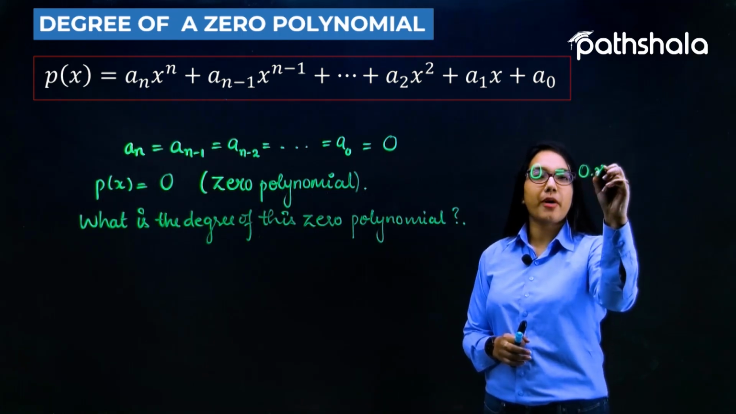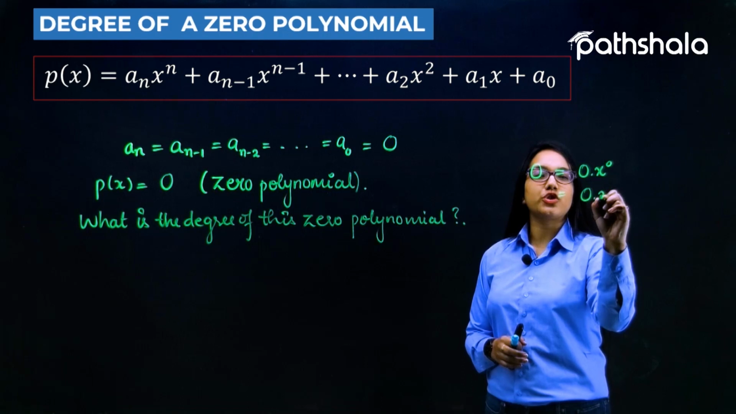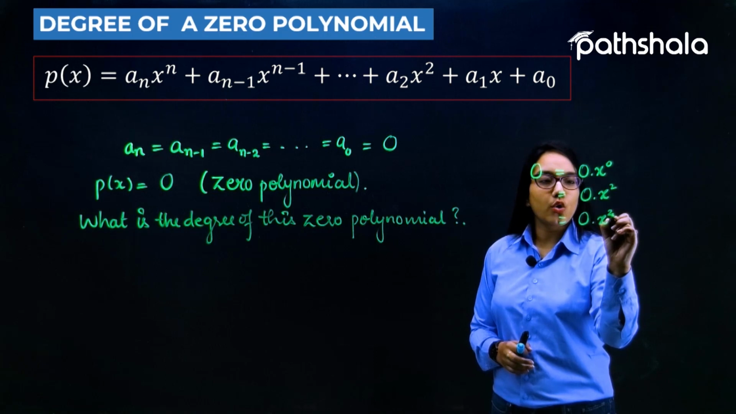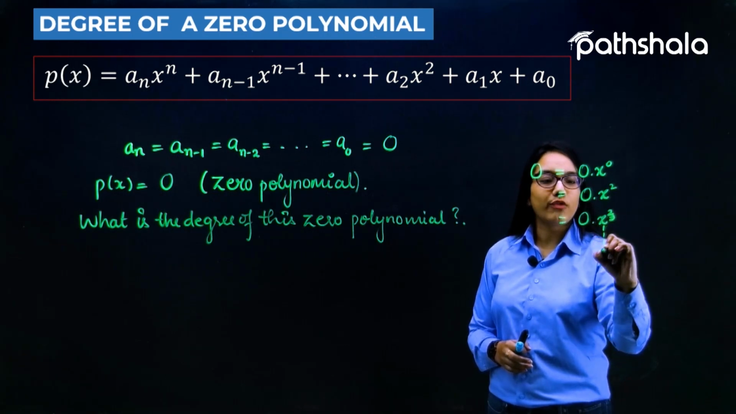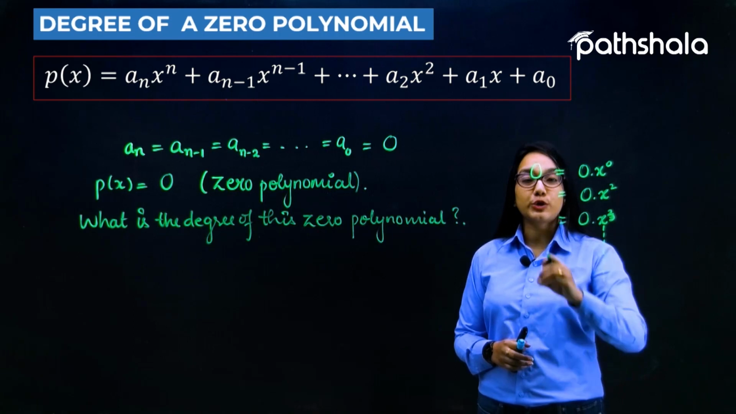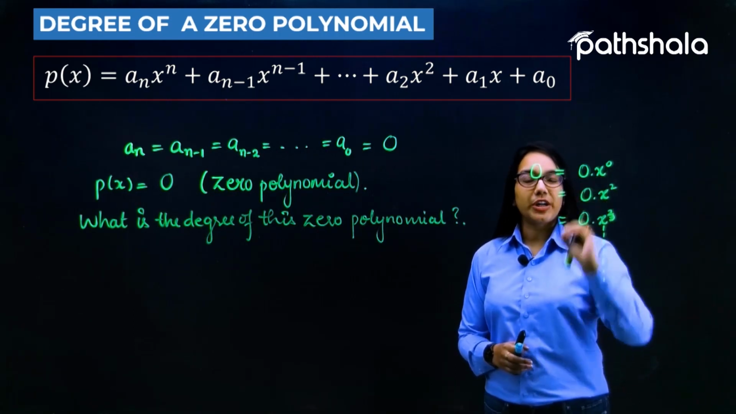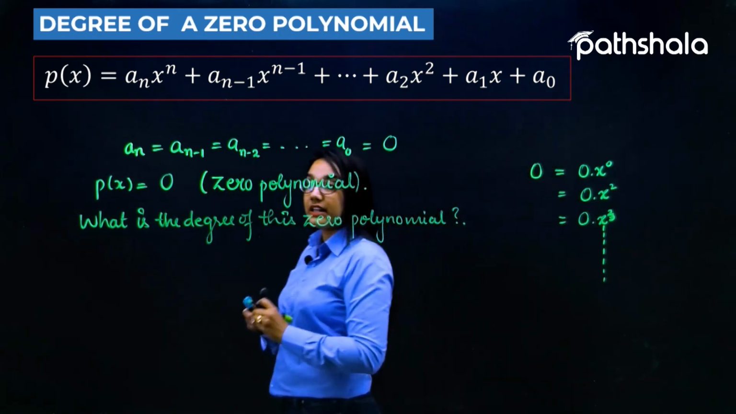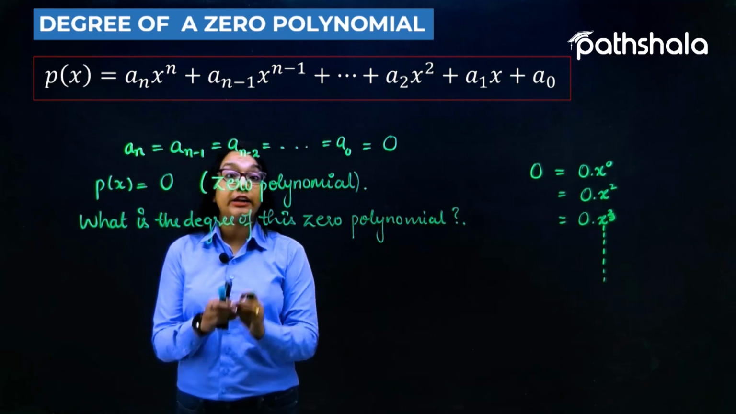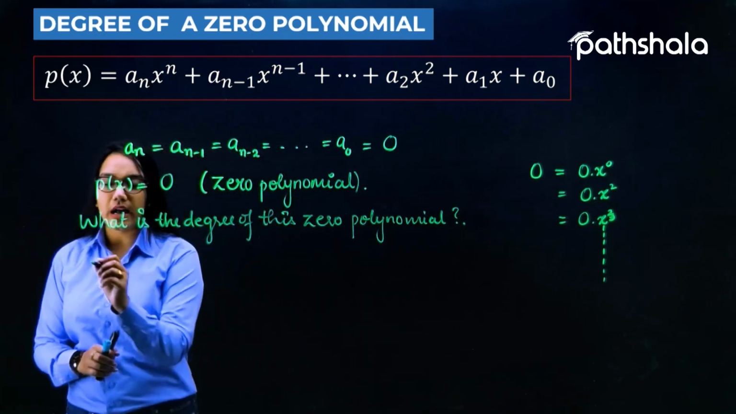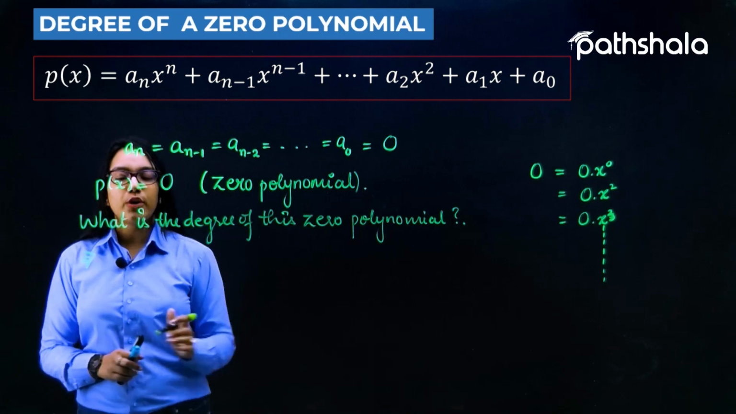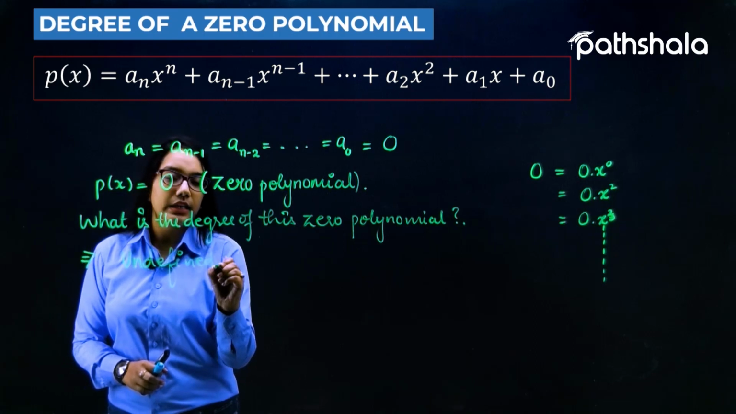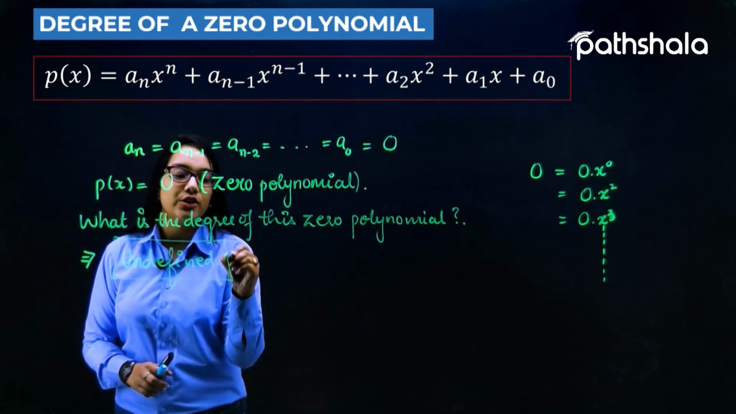or we can write it as 0 into x raised to the power 1, 0 into x raised to the power 2, 3, and so on, 4, 5, 6, and so on. It means that there is no specific degree for this zero polynomial. So at the end, we have concluded that the degree of the zero polynomial is undefined. So the answer is undefined. Always remember that the degree of the zero polynomial is undefined.